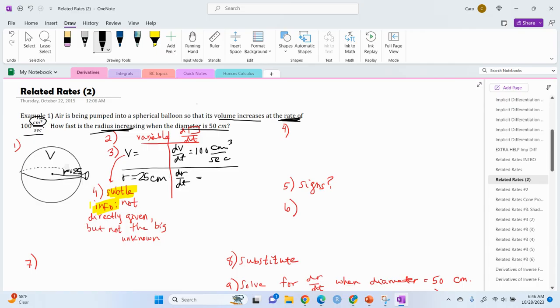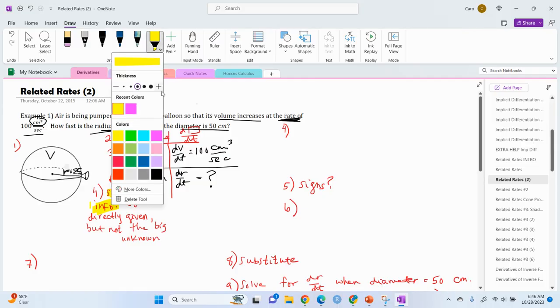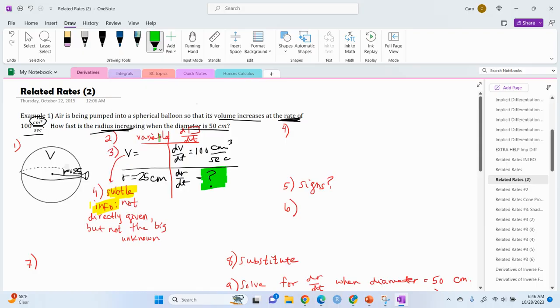dr dt. Do I know dr dt? Well, okay, how fast is the radius increasing? That's what I'm trying to find. Every table needs a question mark. It's very important that you put a question mark in the table. Sometimes I find that people avoid putting a question mark in the table because they don't really know what they're solving for, and then they just kind of go in circles.